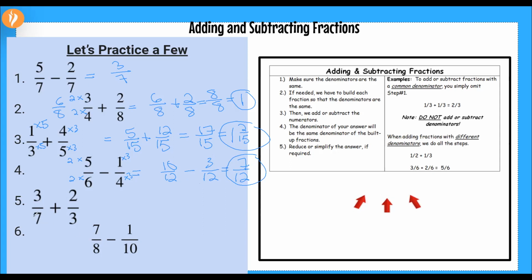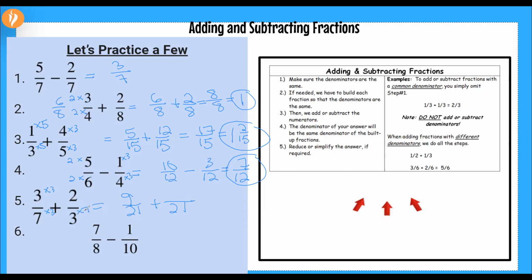Number 5, and I want you guys to pause the video and try to do 5 and 6 on your own. All right, so what's our least common denominator, or our least common multiple of 7 and 3? The answer is 21. So we're going to change both of our denominators to 21. How do we get from 7 to 21? We multiply by 3. Whatever we do to the bottom, we do to the top. So 3 times 3 is 9. How do we get from 3 to 21? We multiply by 7.